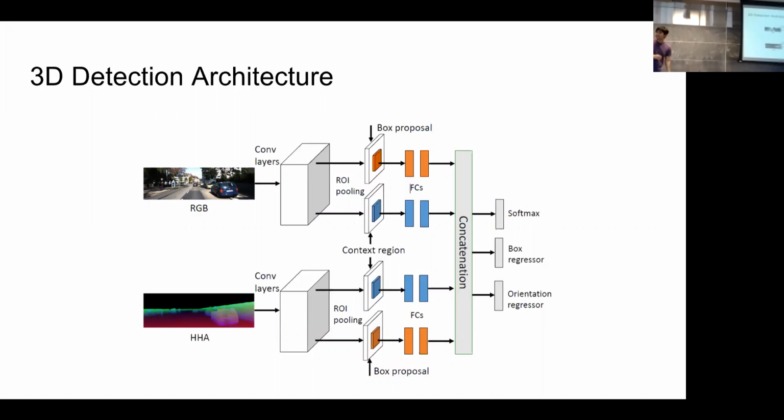So the bounding box is defined in the image plane, but then how is orientation defined? Orientation is the azimuth angle of your car. Okay.